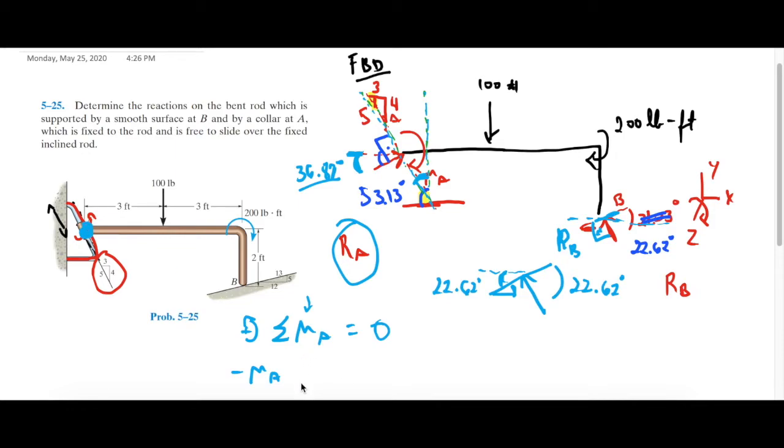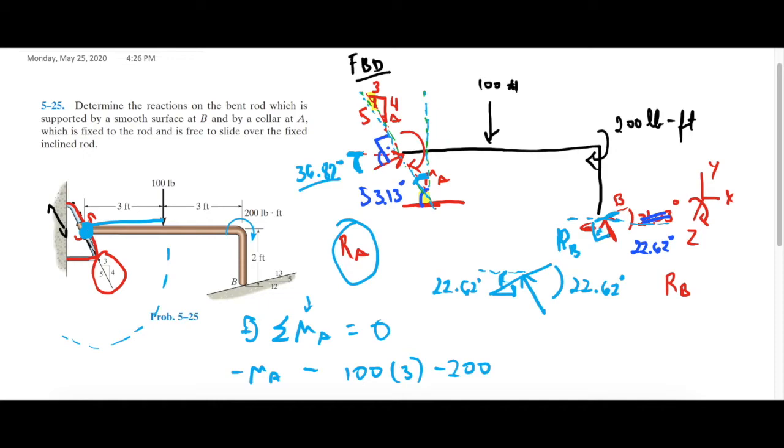And then we have a reaction moment at A, which I ended up calling MA, right? Then we have the moment caused by the 100 pounds, which is negative. This 100 pounds is going to want to rotate us clockwise, which I defined as negative. So 100 times that distance is 100 times 3. We also have the couple moment that was pre-existent. It's also clockwise, so minus 200. And then we have the reaction at B, which is causing a moment at A.